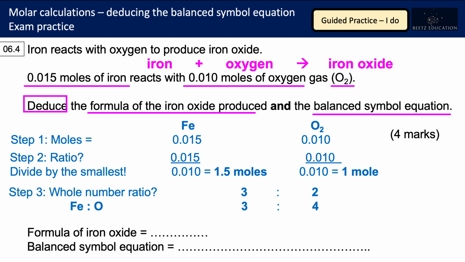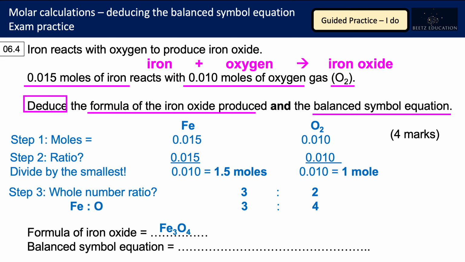However, if I'm looking at the formula for iron oxide, then I need to consider how many atoms of iron are bonded to how many atoms of oxygen. So a 3 to 2 ratio of Fe to O2 is a 3 to 4 ratio of Fe to O, because there are 2 atoms of oxygen per mole, or per molecule, of O2. So I've doubled the number of moles for my O2 to give me the number of moles of O. There is my formula for the iron oxide.